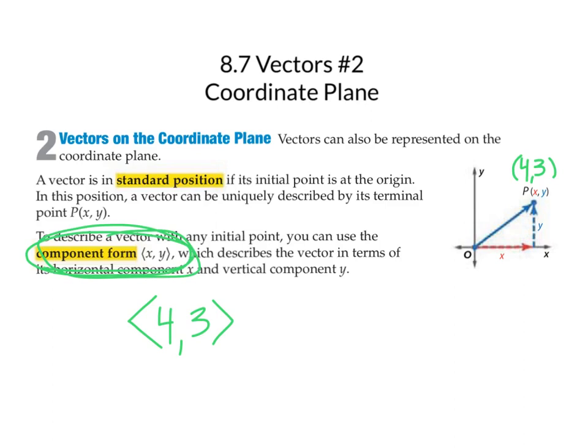Now, maybe the vector didn't start off that way. Maybe the vector was somewhere else on the coordinate plane, and we shifted it so that this is where it's going to end up. So the component form is kind of like a temporary form of the vector. Maybe that's not where it really is, but we're just putting it there so that we can find the direction, or so that we can find the magnitude of the vector. So let's take a look at an example.